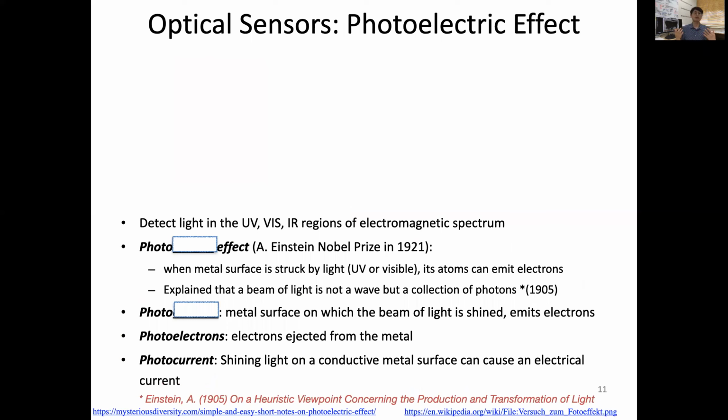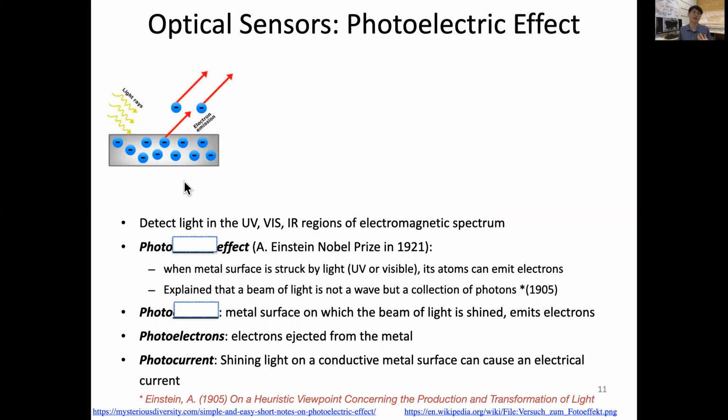So now let's discuss optical sensors. Before getting into this, I want to discuss the photoelectric effect, which was found a long time ago, more than 100 years ago. There was a phenomenon observed that on a metal surface, when experimenters send light, such as visible or UV light, that light somehow ejects electrons from the metal surface.